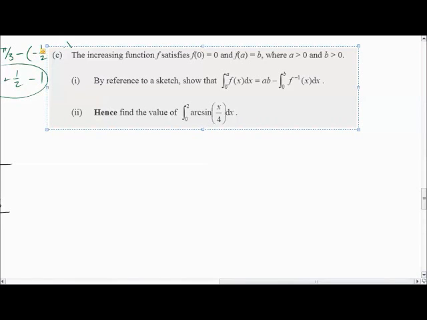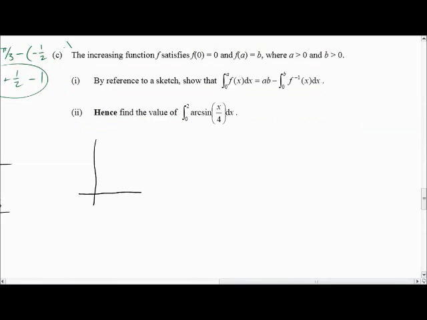Alright, so let's go ahead and draw a sketch. Okay, so I've got a and b. a is an x value, so a is going to be right here. b is a y value, so b is going to be right there. I have no idea what this looks like, but it's increasing, so we'll just go like this. Most of you guys, this isn't so bad.